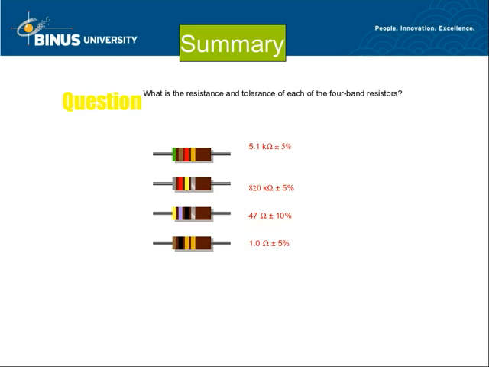You need to practice by memorizing the sequence of the color, so you can get the first, the second, the third band combined, and the last one as the band for the tolerance for the resistance value.